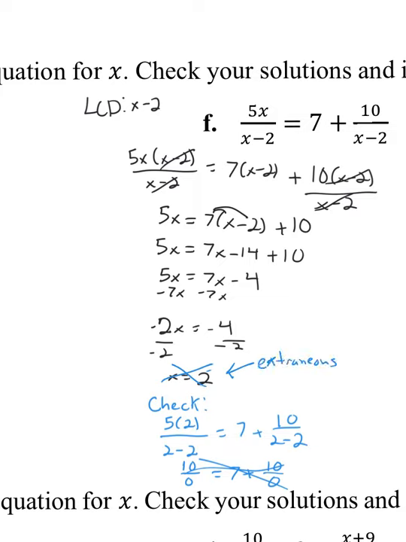So what you do on a quiz or a test, if you have a problem like this, you cross it out, you write down the word extraneous, and then you just write down, hey, there's no solution. So this equation is actually not solvable, example F. There's only one possible solution and it didn't work. So that's the extraneous solution there. Okay.